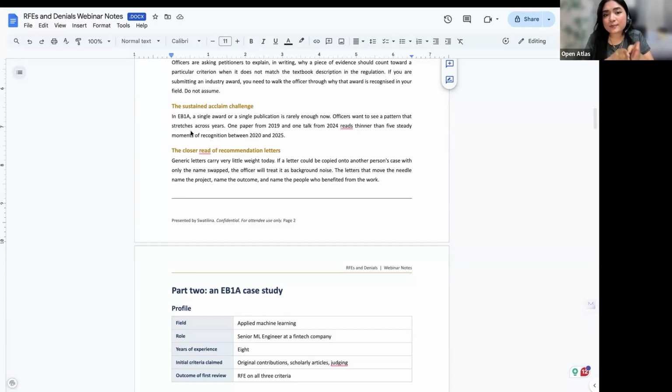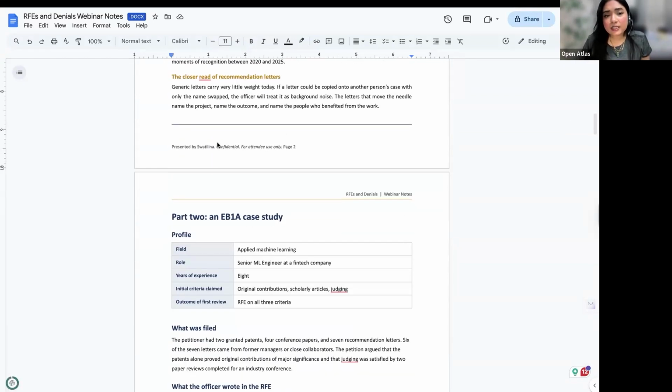Likewise, both the anchor and supportive criteria meet together and place it at around three or four criteria. That's how it works. Now, a closer read of the recommendation letter. Generic letters carry very little weight today. If a letter could be copied onto another person's case with only the name swapped, the officer will treat it as background noise. The letters that move the needle name the project, name the outcome, and name the people who benefited from the work.